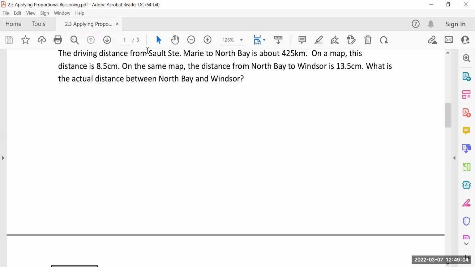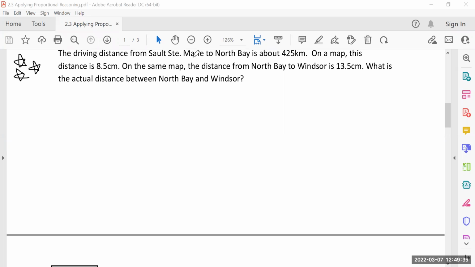Great. The driving distance from Sault Ste. Marie to North Bay is 425. Please note the hint. This particular example might come in handy a little bit in the future. On a map, this distance is scaled as 8.5 centimeters. On the same map, the distance from North Bay to Windsor is 13.5. What's the actual distance? So once again, if you have a highlighter, by all means, see if you can match the numbers.